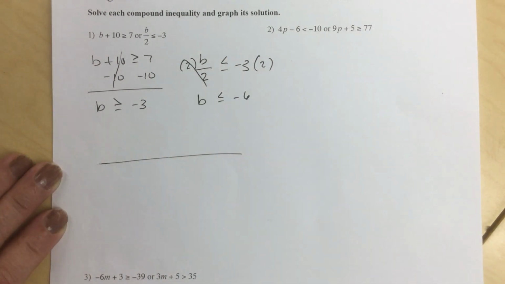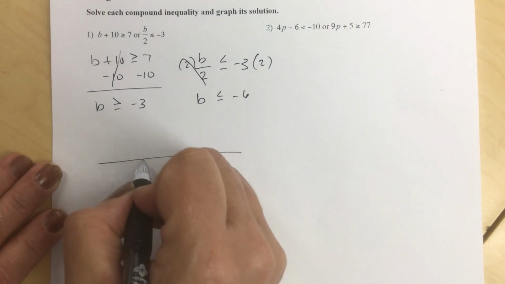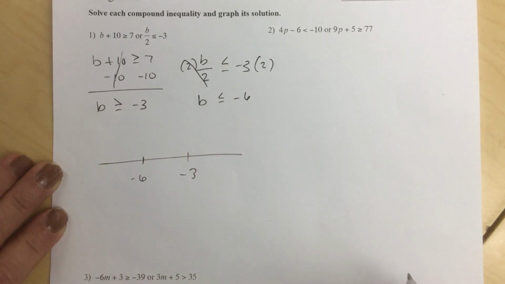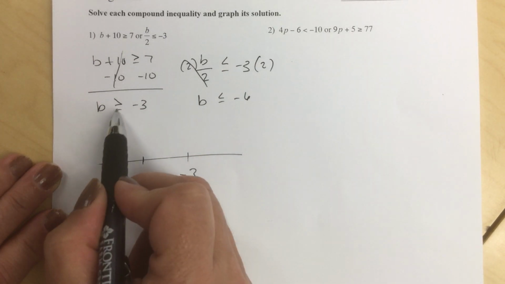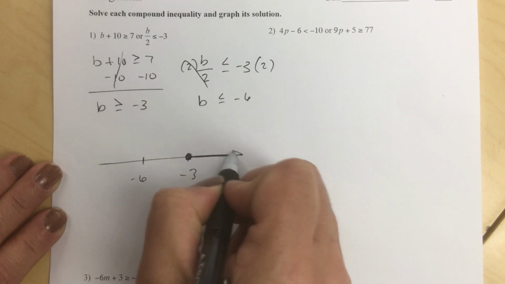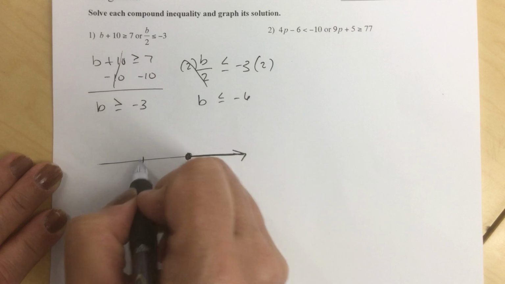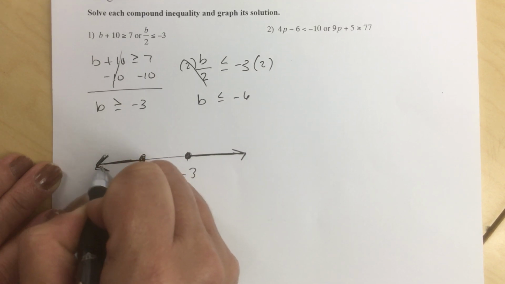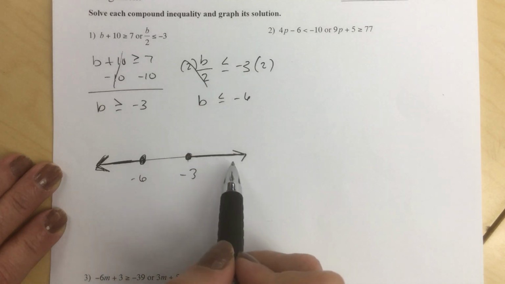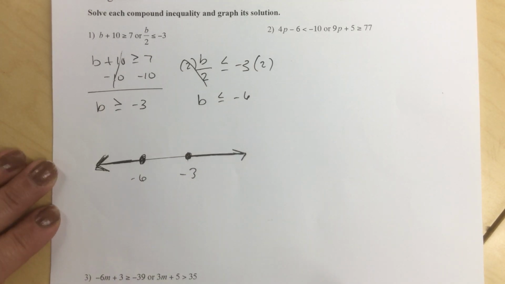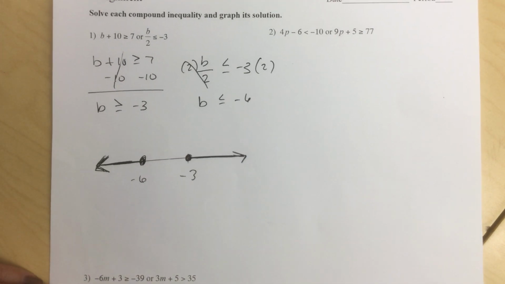Now you make your number line and make sure you put them in the correct order. -6 is going to be to the left of -3. And now I need b greater than or equal to -3, and I need b less than or equal to -6. So it's out on the ends. Either b is really large or really small, out on the ends, not in the middle. So all of your OR statements should be that way.